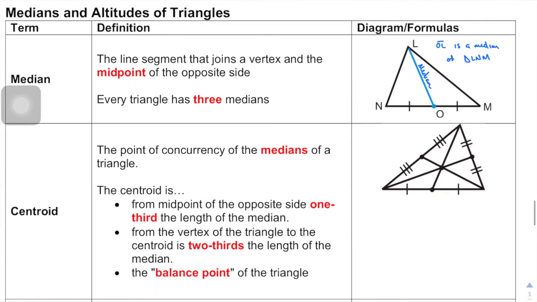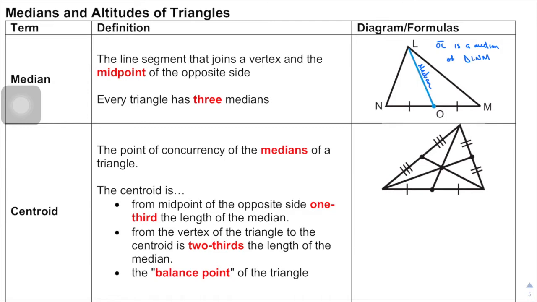That leads us to our next point of concurrency. Where all three medians meet is known as the centroid. And the centroid is, from the midpoint of the opposite side, 1/3 the length of the median. From the vertex of the triangle to the centroid is 2/3 the length of the median. It's also the balance point of the triangle. So if you were to cut out the triangle and balance it on the tip of a pencil, it would balance there and wouldn't slide off the tip.